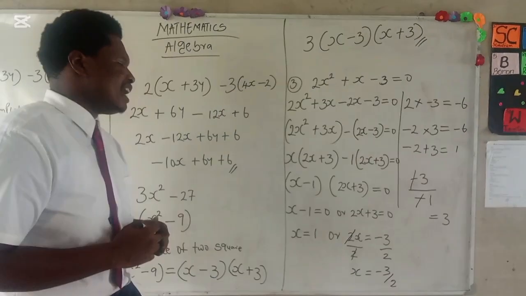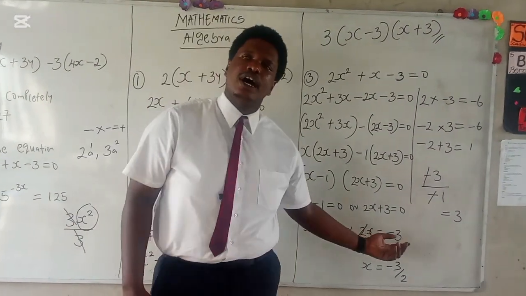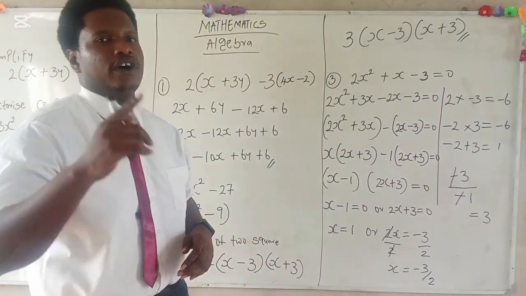So the two values of x are x is equal to 1 and x is equal to negative 3 over 2. Thank you very much.